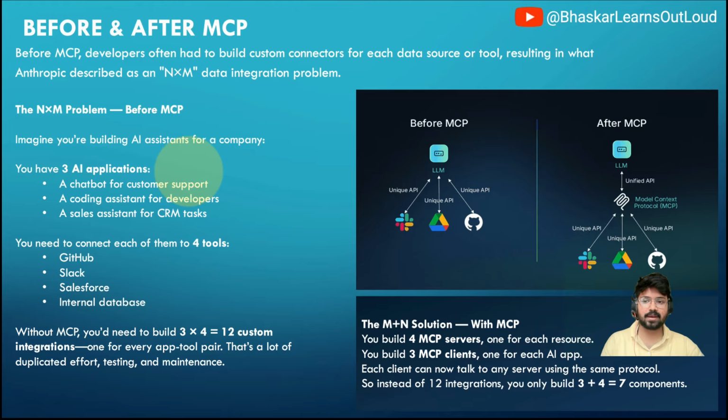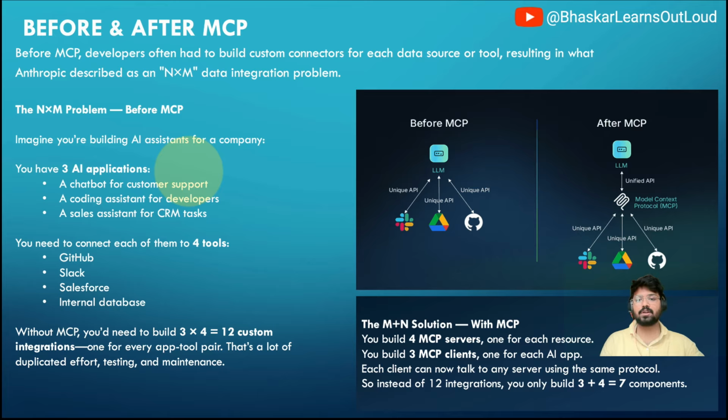Now for the first AI application, I need to connect with five sources, so I have built five pre-built connectors. Now there is another AI application. Again I need to do the configuration and create custom connectors and custom integrations. For example, suppose for a coding assistant for developers I need to connect with four sources. So four connectors are there, and five connectors for my first chatbot application. So nine connectors will be there.